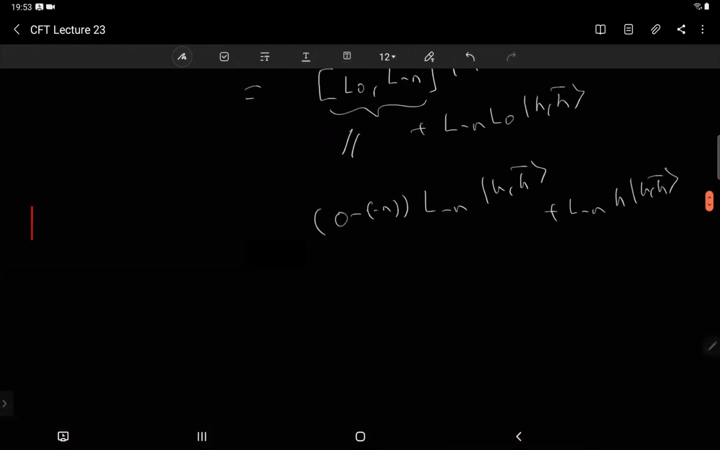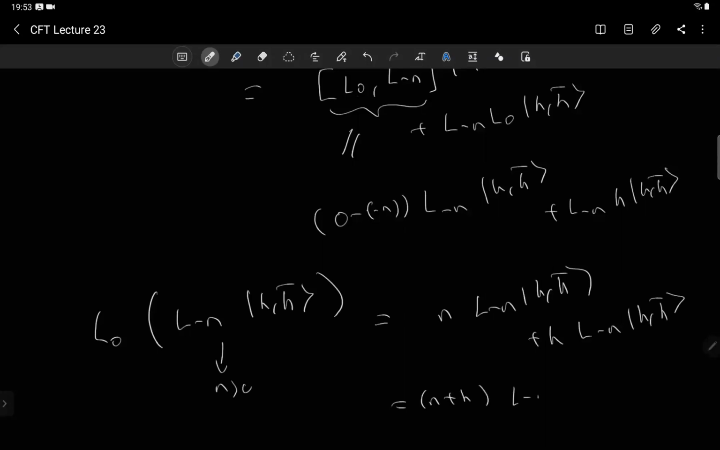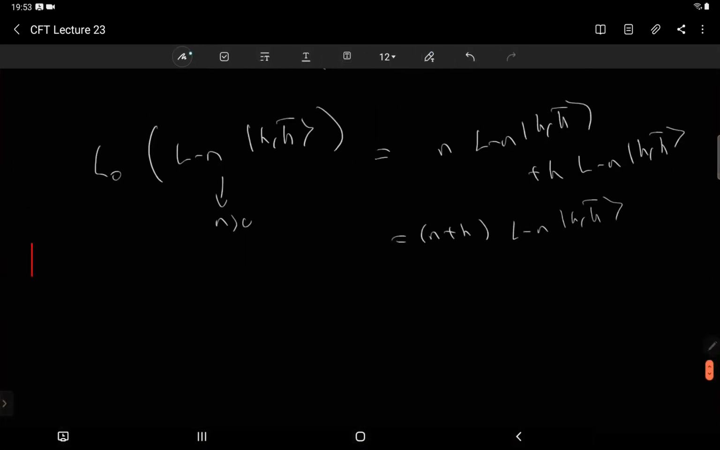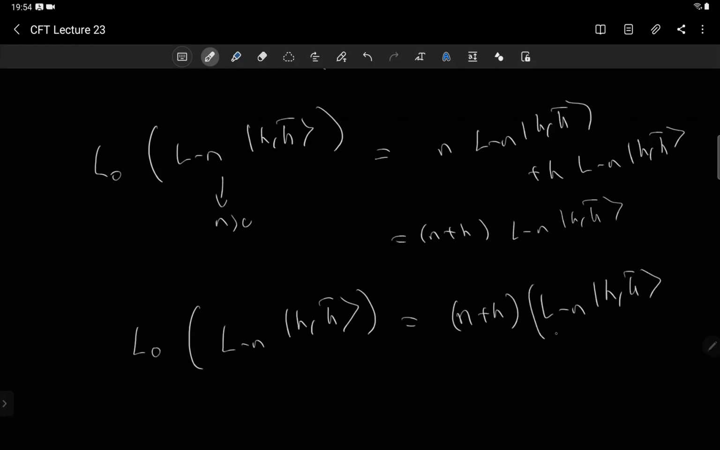So we see that L0 acting on L minus n HH bar, where n is positive, is given by n times L minus n HH bar plus h times L minus n HH bar, and therefore this is equal to n plus h times L minus n HH bar. What this means is that this descendant state is also an eigenstate of the L0 operator, but with eigenvalue h plus n.